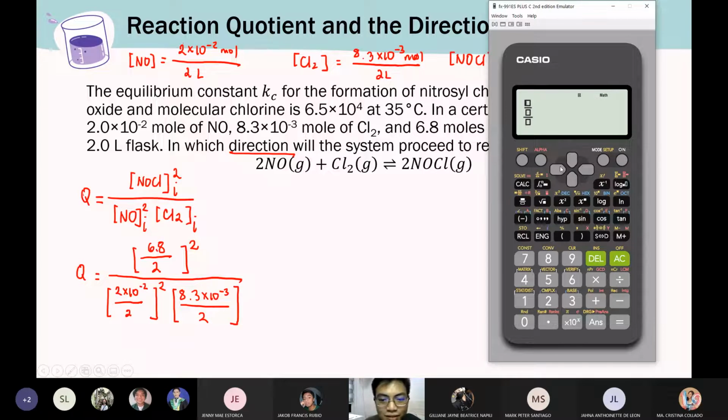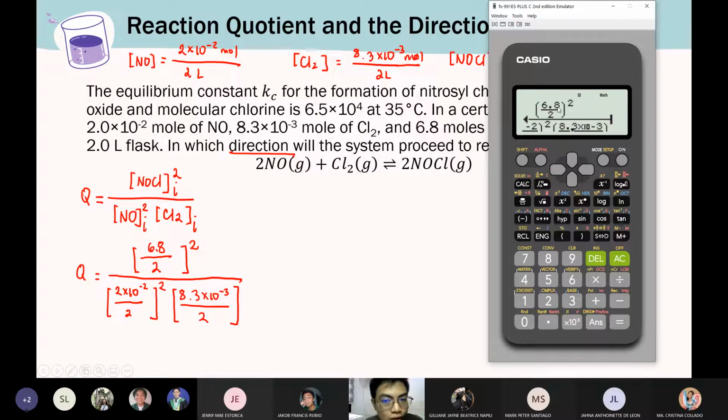Okay. So, let's plug in everything. In the numerator, may fraction. In the denominator, may fraction. So, mag-ingat. That is 6.8 divided by 2, close parenthesis, squared. And then in the denominator, I have two fractions. So that will be 2 times 10 raised to negative 2 divided by 2, tapos naka-square siya, times 8.3 times 10 raised to negative 3 divided by 2.